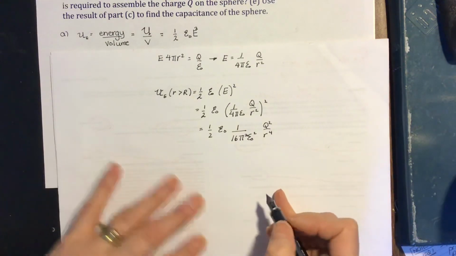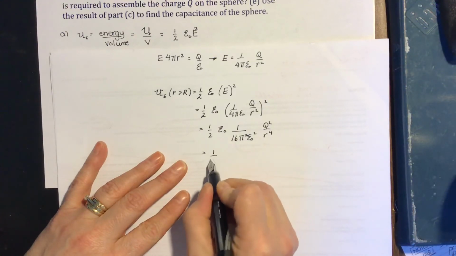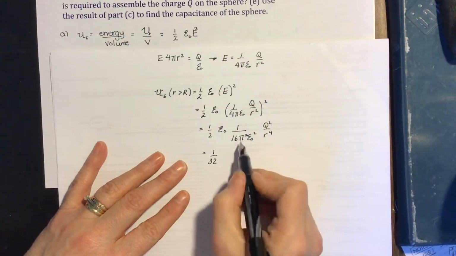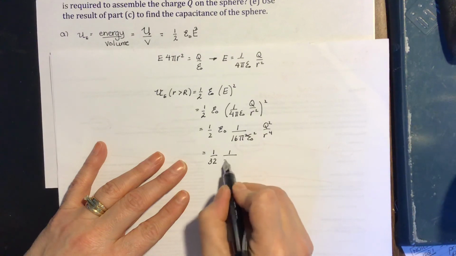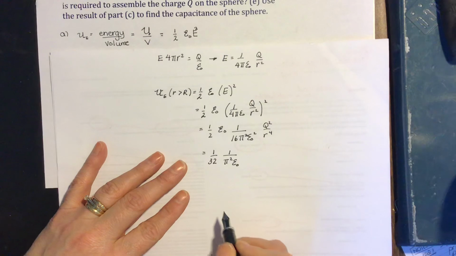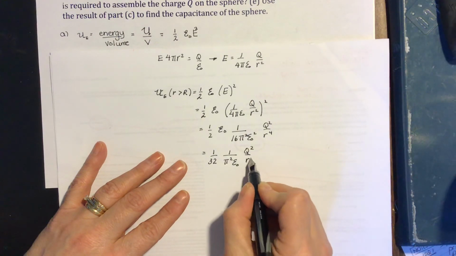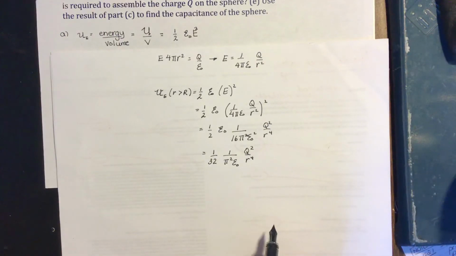Let's simplify a little bit. 1 over 2 times 1 over 16 gives us 1 over 32. We've got a pi squared down here, epsilon naught here, epsilon naught squared here, leaves us with epsilon naught in the denominator. And we also have Q squared over r to the 4th. So there's our electric field energy density outside the sphere.